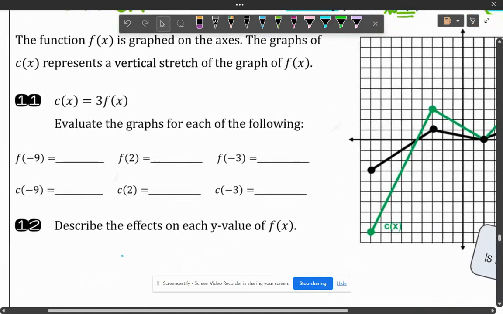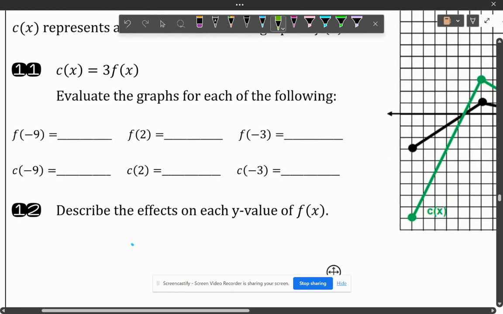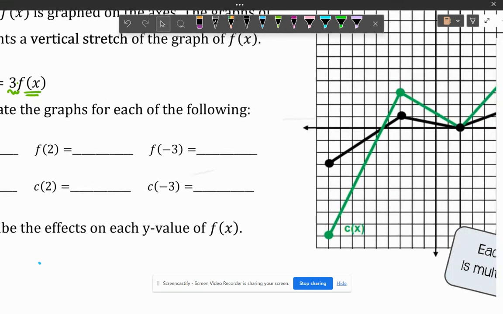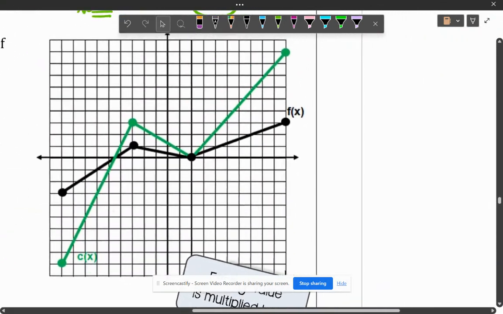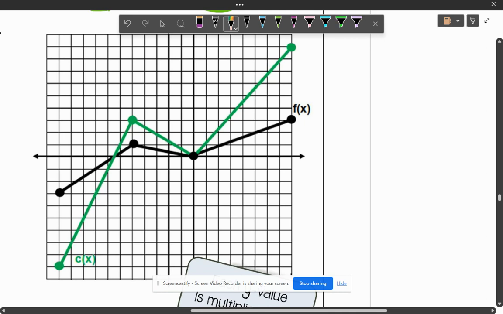Let's take a look at this example. So we have a function c of x. There is a 3 that's being multiplied to our function here. So here's what it looks like on our graph. Let's take a look at a few values.